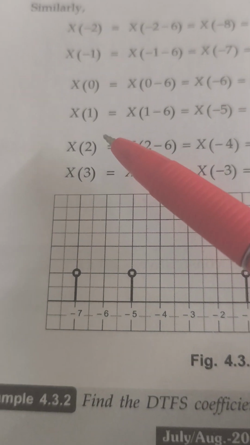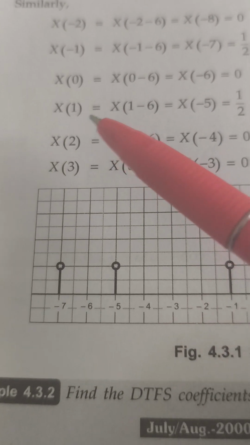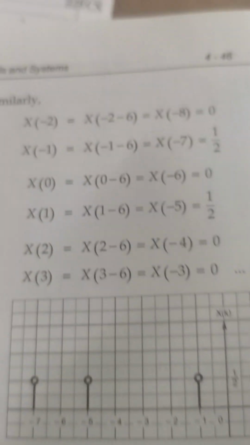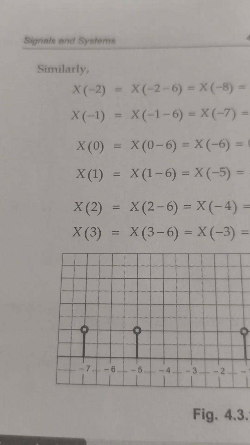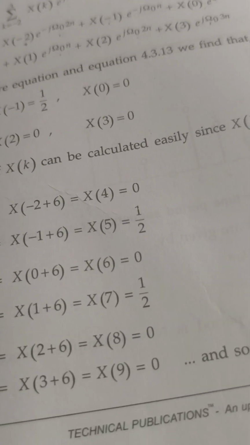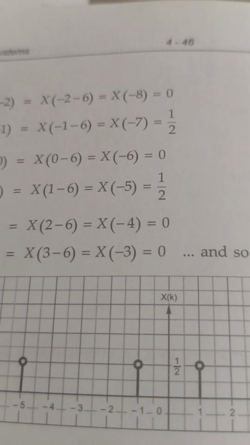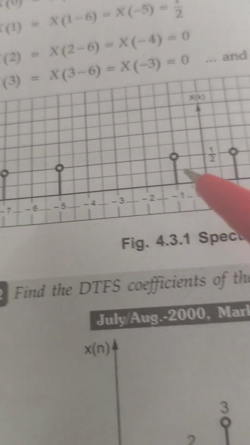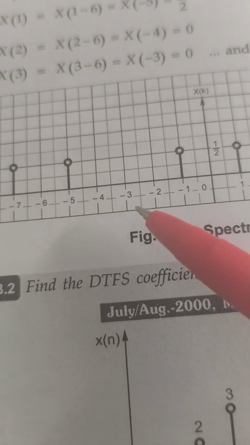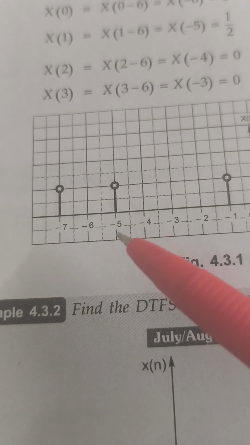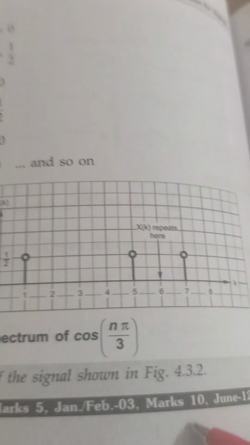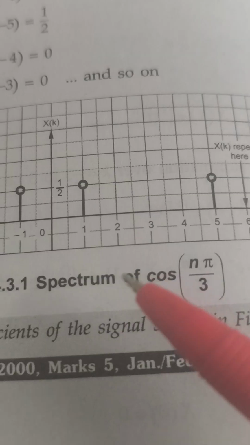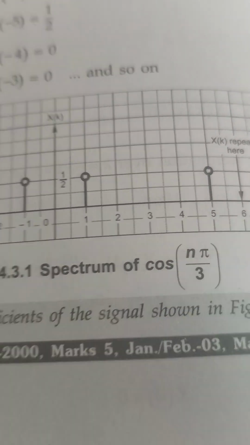Because it is x of 1, we know the value of x of 1 is 1 by 2. We'll get so many values of different sequences: x of 4, x of 5, x of 6, x of 7, x of 8, x of 9. Then similarly negative values: x of minus 8, x of minus 7, minus 1, minus 2, minus 3, minus 4, x of minus 5, x of minus 6. Like this we can represent x of 1, 2, 3, 4.